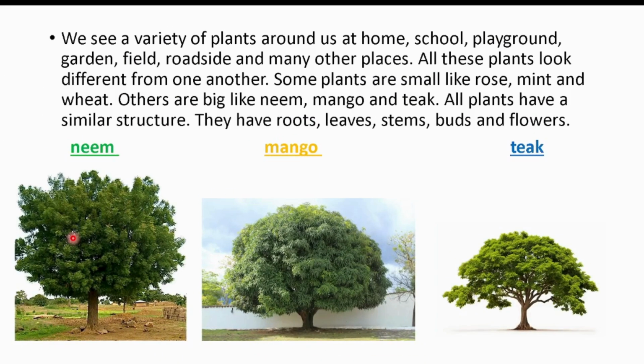We see a variety of plants around us at home, school, playground, garden, field, roadside and many other places. All these plants look different from one another. Some plants are small like rose, mint, and wheat. Others are big like neem, mango, and teak. All plants have a similar structure. They have roots, leaves, stem, buds, and flowers.